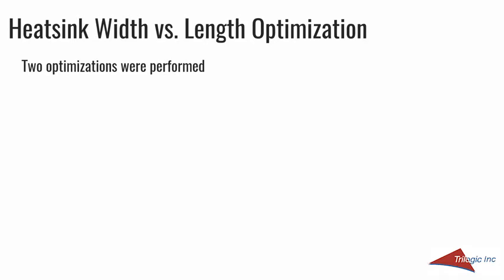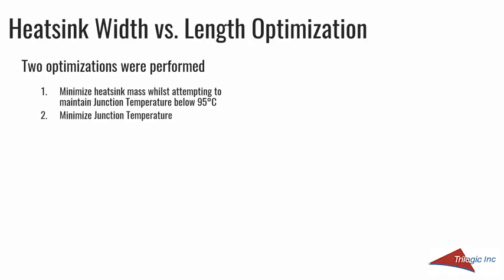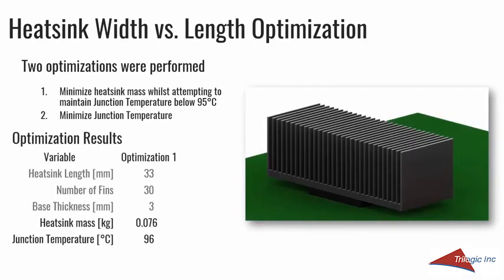So anyway, with that one set of design of experiment results, I did two optimizations. The first one was to minimize the heatsink mass whilst attempting to maintain junction temperature below 95 degrees C. The second optimization was to minimize the junction temperature. So here's the results of optimization 1.